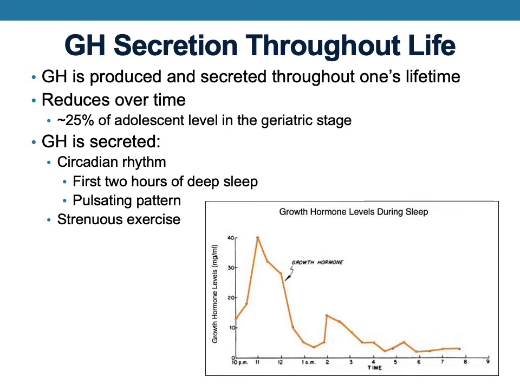In addition to growth hormone being released every 24 hours, strenuous exercise can also stimulate the hypothalamus to release growth hormone releasing hormone, which will then stimulate the anterior pituitary to release additional growth hormone.